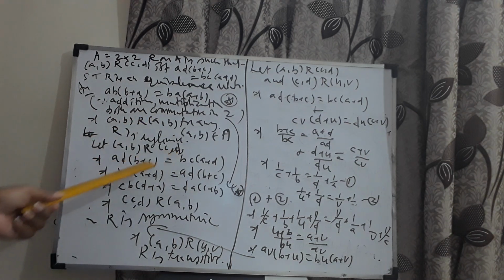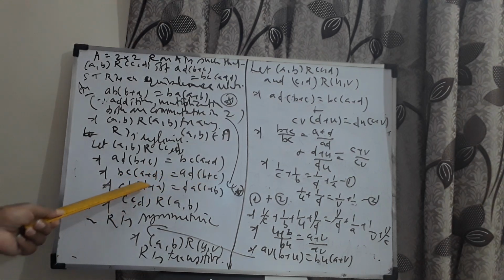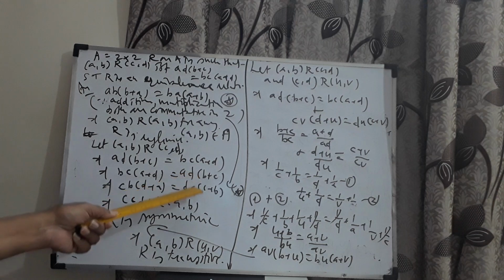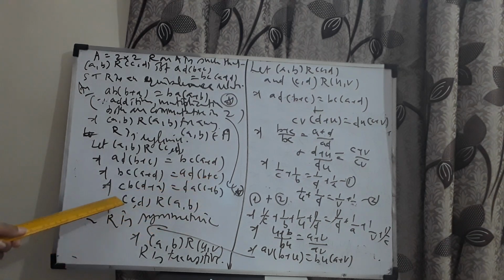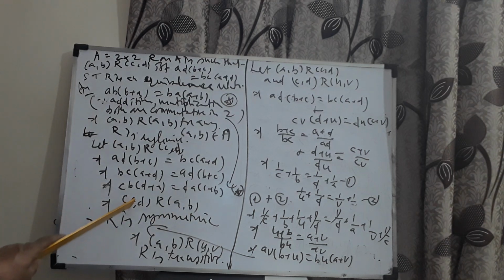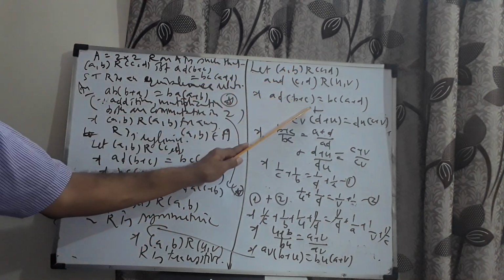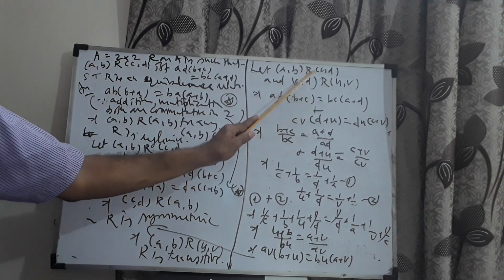Here, AB related to CD will give you AD into B plus C is equal to BC into A plus D. I will bring this here, LHS or RHS, I will interchange. I will replace BC by CB, A plus D by D plus A, AD by DA, B plus C by C plus B. Now, C comma D related to A comma B, the reverse way it will be related. CB into D plus A is equal to DA into C plus B to be proved. Our R is symmetric.